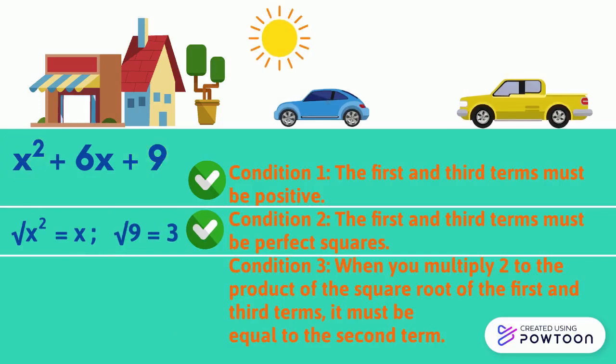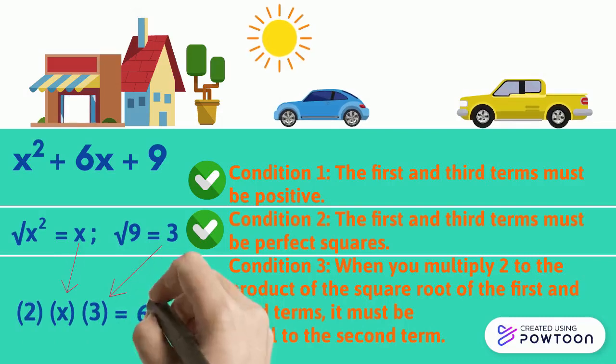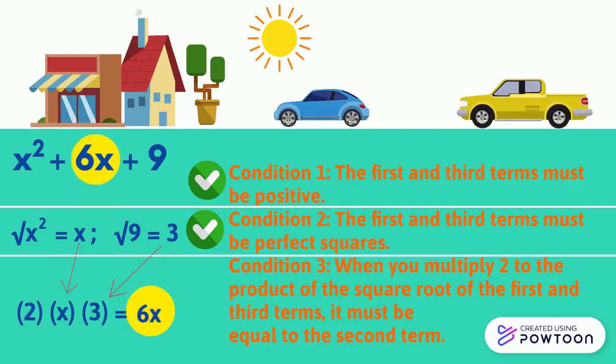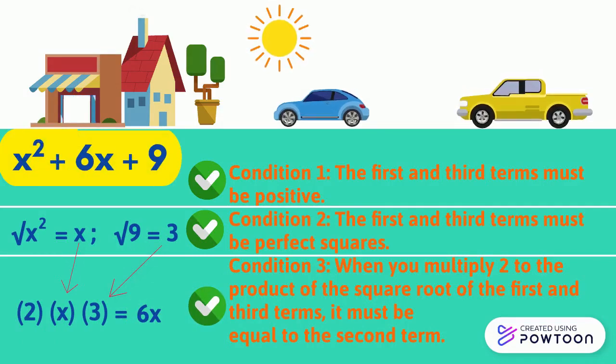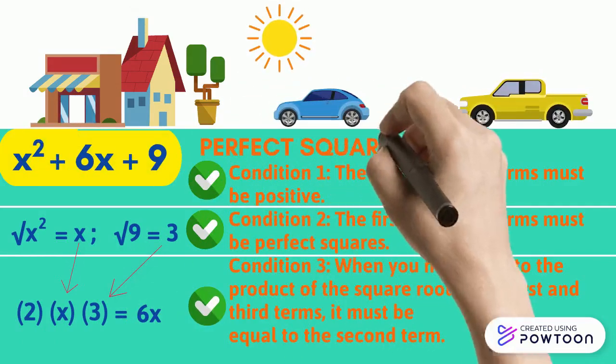Third condition, let us multiply 2 by the square roots of the first and the third terms. So 2 times x times 3 is equal to 6x. Thus your answer is equal to the second term. Yes. Therefore, x squared plus 6x plus 9 is a perfect square trinomial.